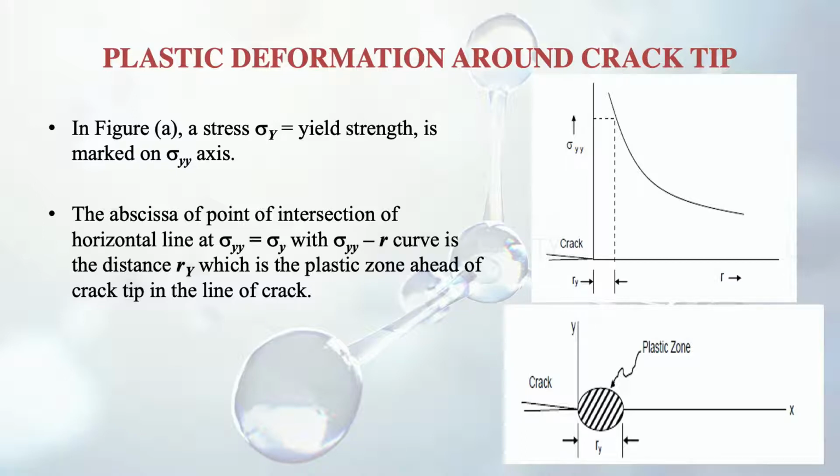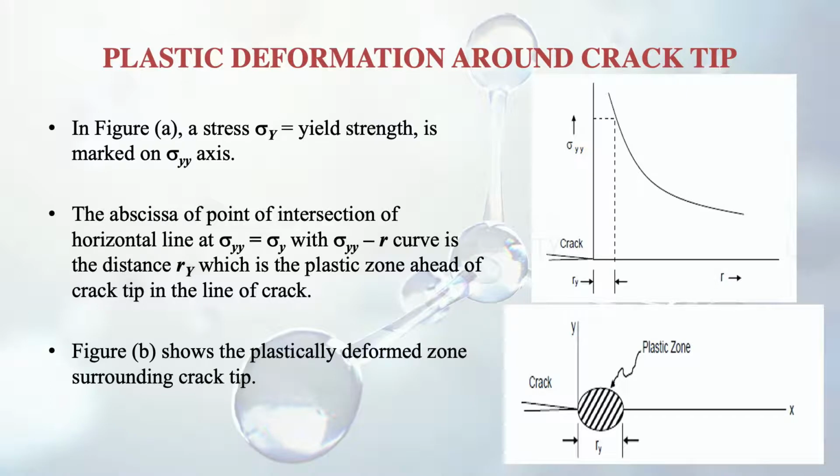This curve is going down, somewhat exponentially, and if we draw a horizontal line from the yield strength point, it will intersect this curve at some point, and from there we can draw a vertical line which will cut the x-axis at a certain point. The length where it has cut will give us the length of our plastic zone. That's what is shown in this figure, and in figure B it is shown in hashed form. That hashed region is the plastic zone of the material near the crack tip.